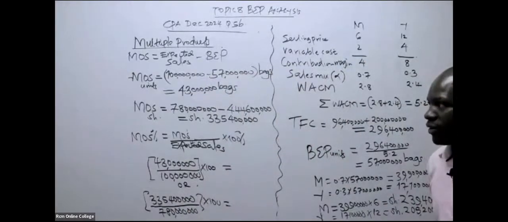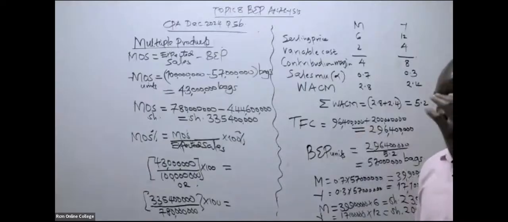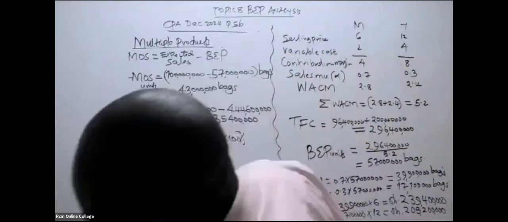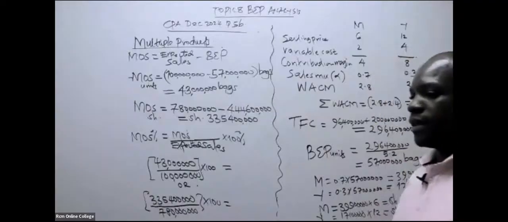Expected sales, we are not calculating anything. Expected sales is given to us. Can we go back to the table and confirm that the figure is there or not?